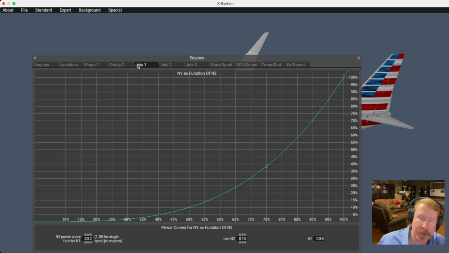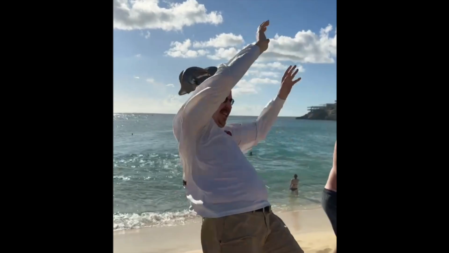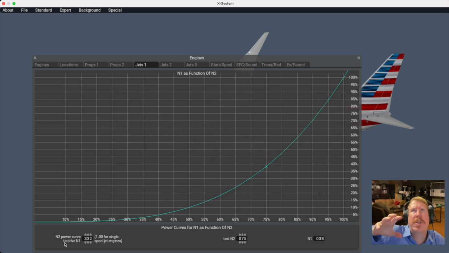No, we don't have propellers on a 737. Now we're starting to get good. N2 power curve to drive N1. Remember, look at my video called How Jet Engines Work, at St. Martin's. This is when we went to St. Martin's and got blown around by jet exhaust. I did some decent description of how that N2, which is that tiny little turbine in the core, spins really, really fast to drive that big old N1 fan up front. And this is the curve across which the N2 drives the N1.